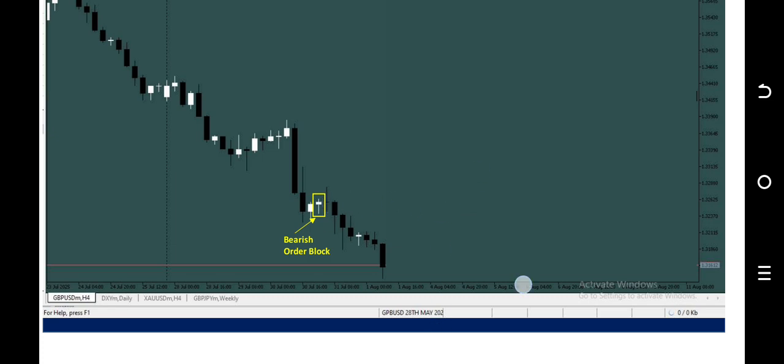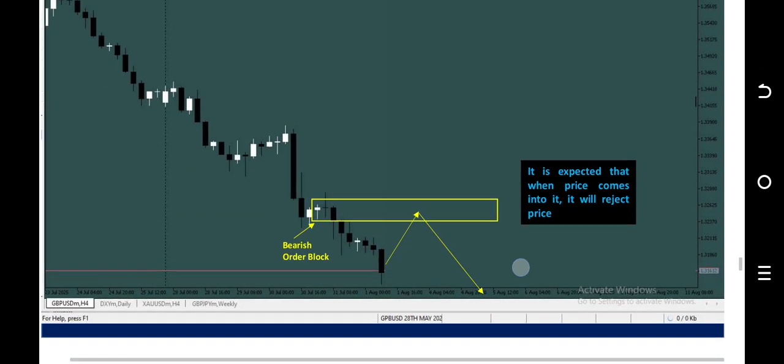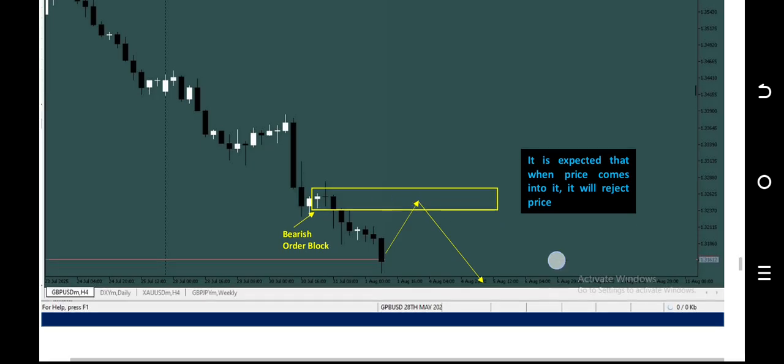Should push price down, just like in this case. Can you see? So we have projected it to the future. So when price comes to this region now, we are expecting that it will push price away because orders have been placed there. Bearish orders have been placed there by institutions. So okay, I believe you understand that.